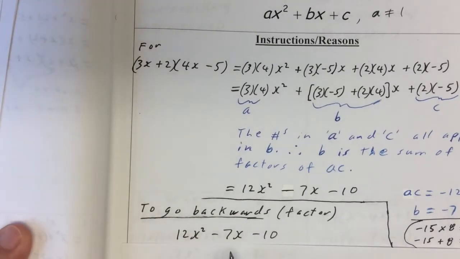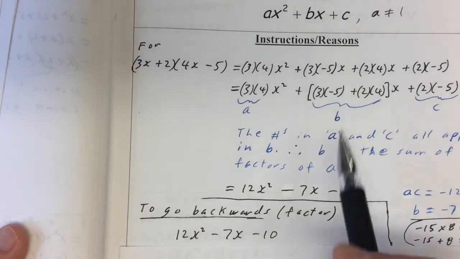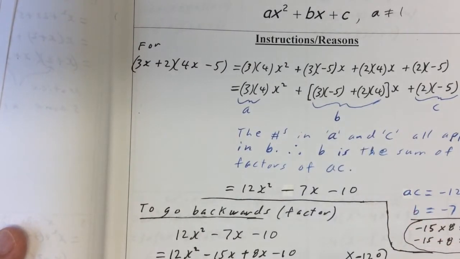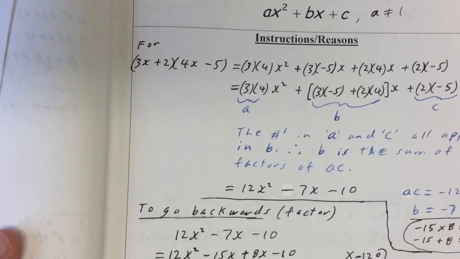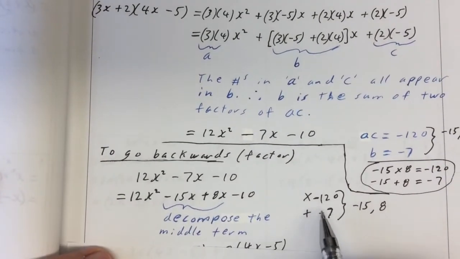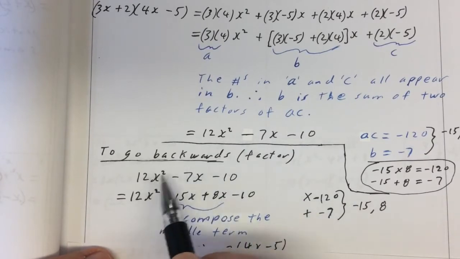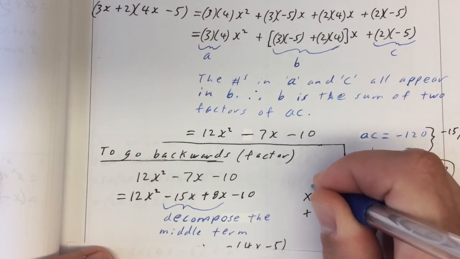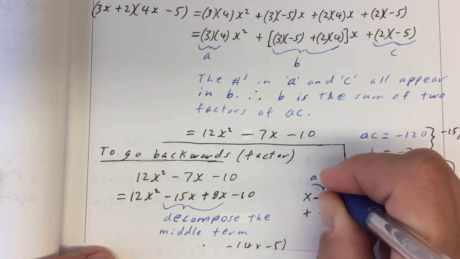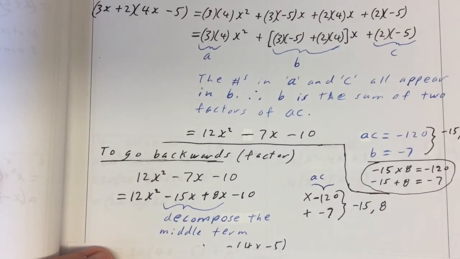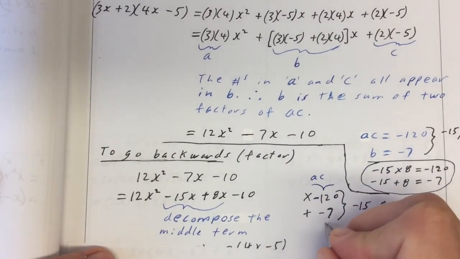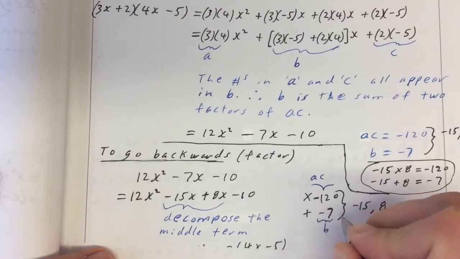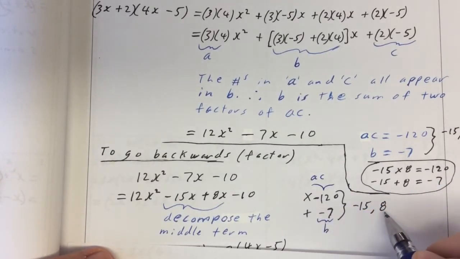Let's start with this. We know what the answer is already, but let's see if we can do it through this method of breaking up that middle term. Okay? So the two numbers multiply to negative 120, which is the product of these two. Okay, so that here is AC. So multiply to AC and add to B. Okay, those two numbers are negative 15 and 8. They're the only two numbers that work.